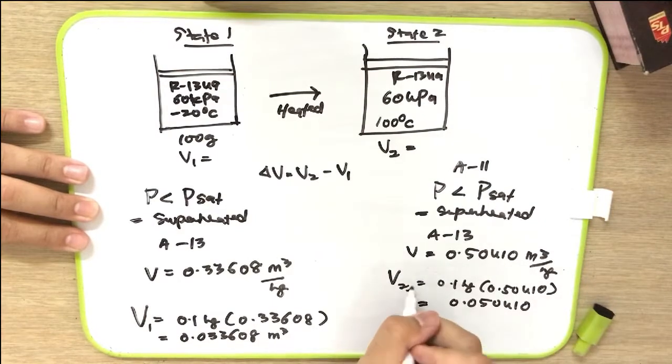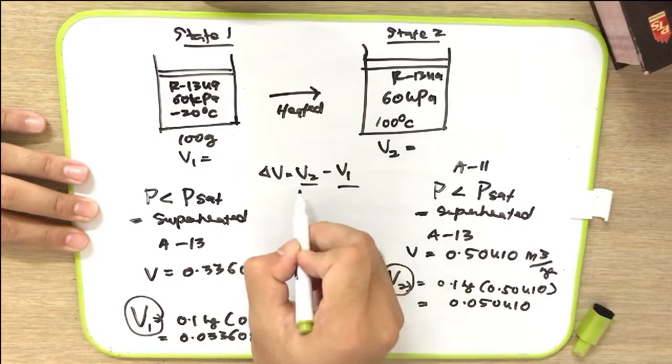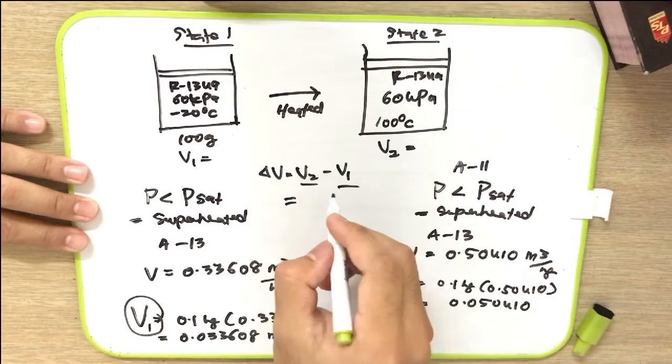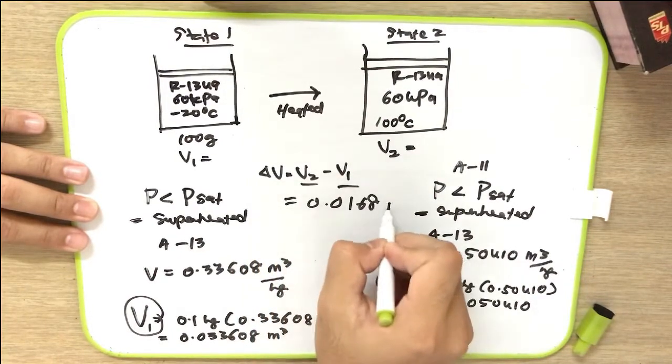So after we get the V2 and also the V1, we substitute in here, so we will get the change of V. So the change of V is equal to 0.0168 meter cube.